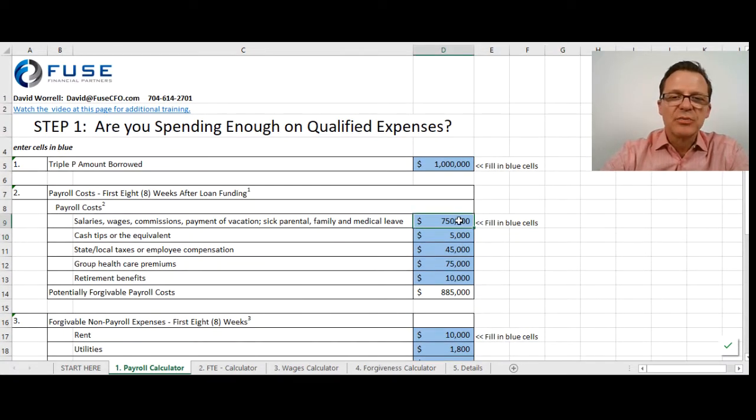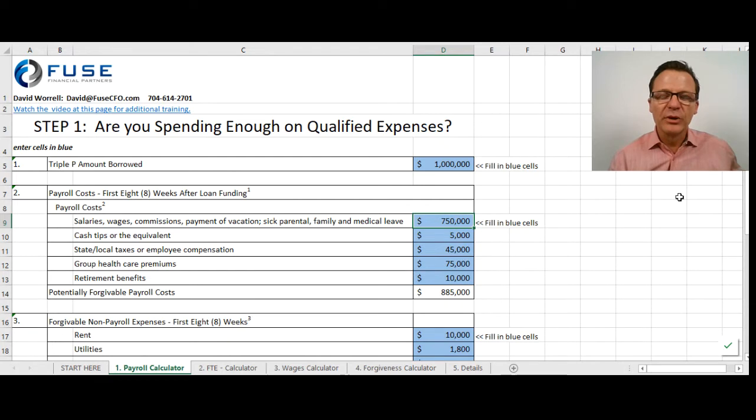So payroll costs, as you may recall, include salaries, wages, commissions, sick time, vacation time, family leave, medical leave, any wage that you pay to your people, any salary, any wage, any hourly rate, any cash compensation. Tips are even included in this. So there's only one rule, and that is that if you pay any one person greater than $100,000, the amount above $100,000 is not a qualified expense. So if you're the president and CEO and you're taking home a $200,000 salary, then only $100,000 of your salary counts towards the qualified salary expenses for the PPP.